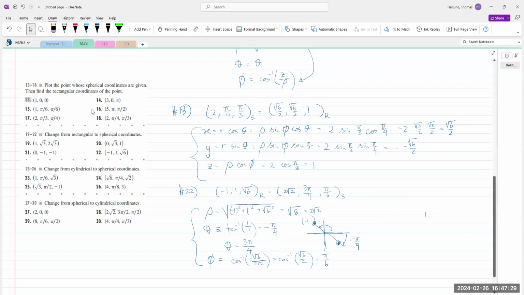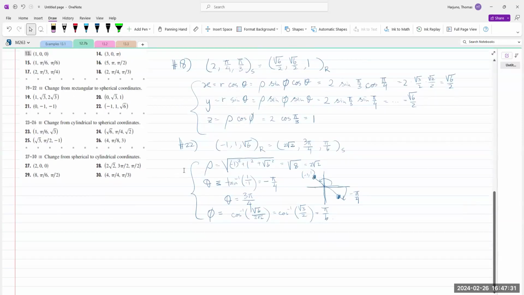That's for number 22. Now let's see, which one is good? I think I will do number 24. Number 24, we have (square root of 6, pi/4, square root of 2) in cylindrical, and I want to find the coordinate in spherical. Well then the theta must be the same. The theta equals pi/4, so I just plug that in right away.